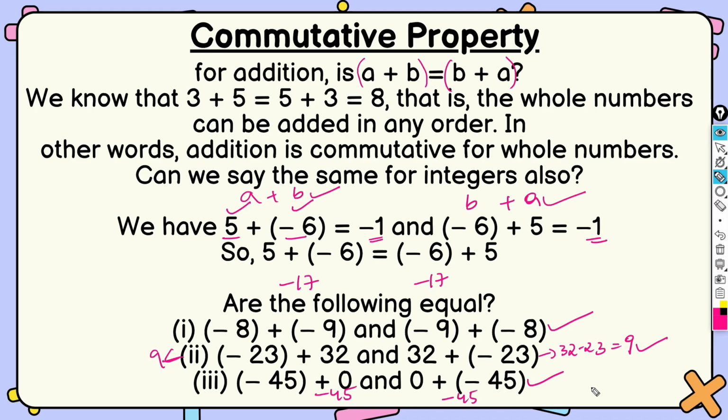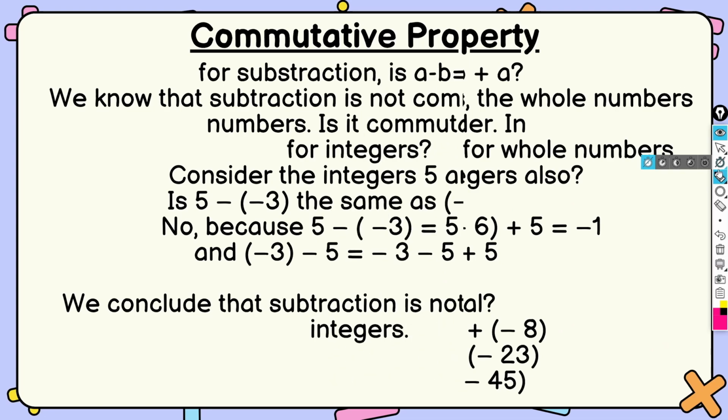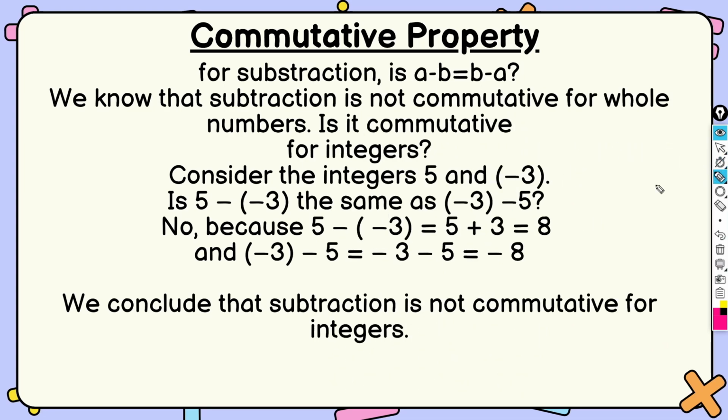Now we'll see whether they follow commutative property for subtraction or not. For subtraction, in order to follow commutative property, integers should follow a minus b is equal to b minus a. For whole numbers, we know that subtraction is not commutative. Now for integers, we'll see whether this is applied or not. So let us take 5 and minus 3. So 5 minus minus 3 becomes 5 plus 3, which is equal to 8.